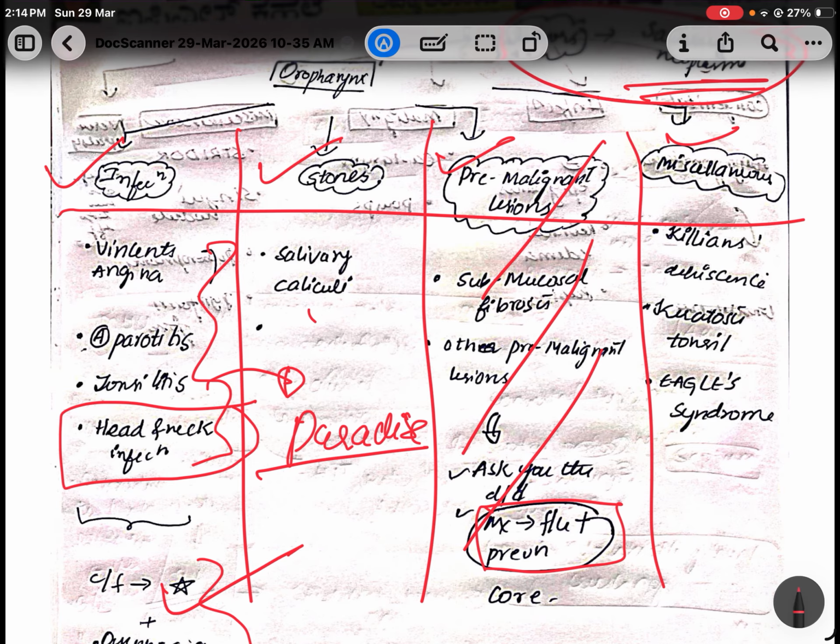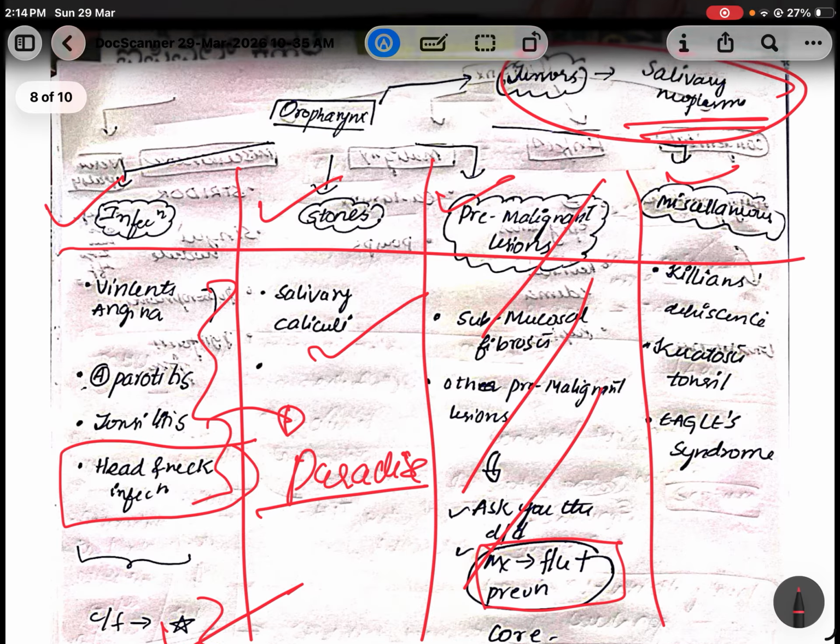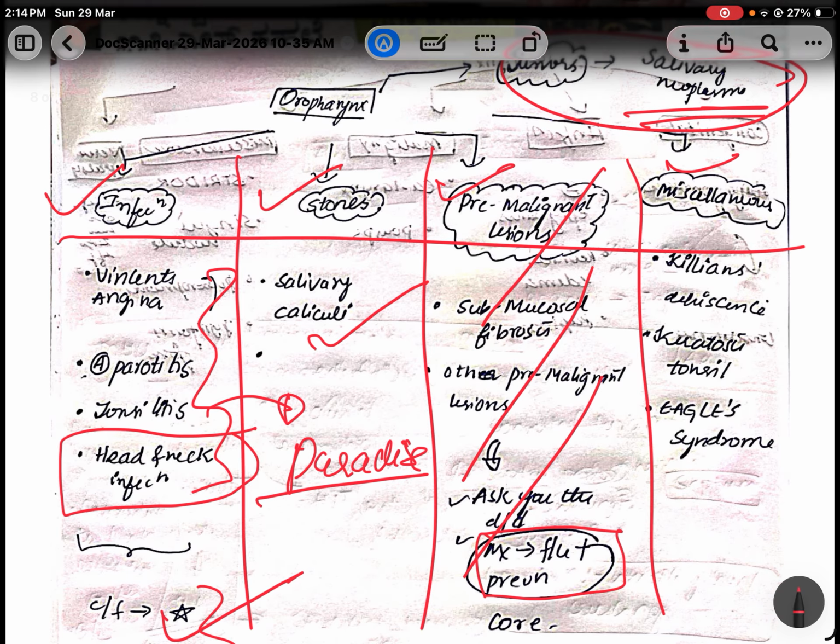Okay, stones, again, how do you manage salivary calculi, something which they ask. Okay, then salivary neoplasm also in surgery, it's the same thing, so you can manage that. Then these three things you have to study separately. Okay, what you will, it's an elongated styloid process. What you will do, you will cut it off. Okay.